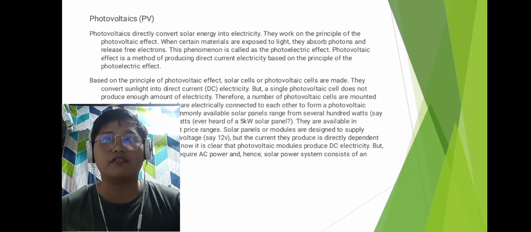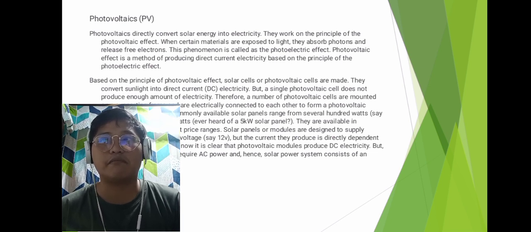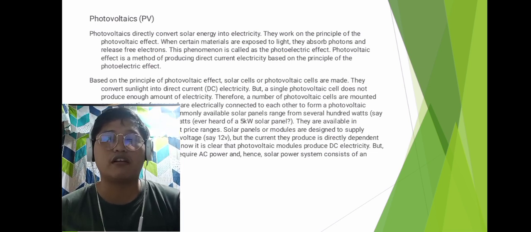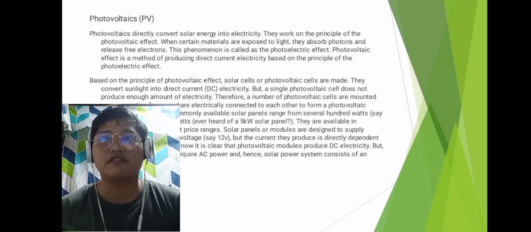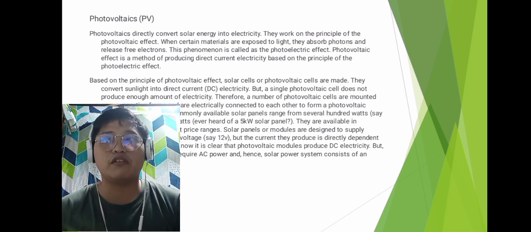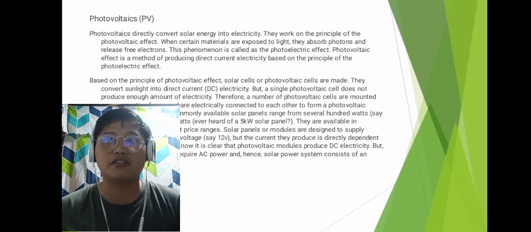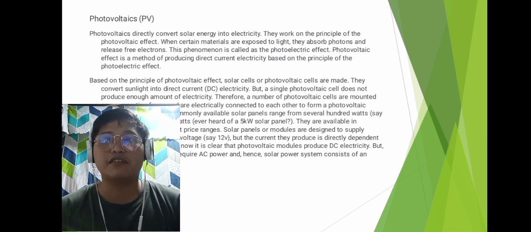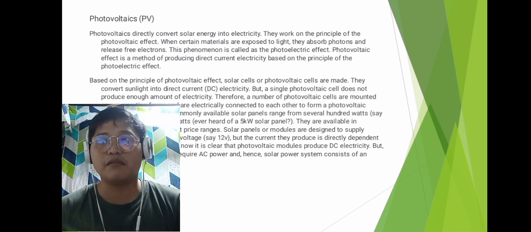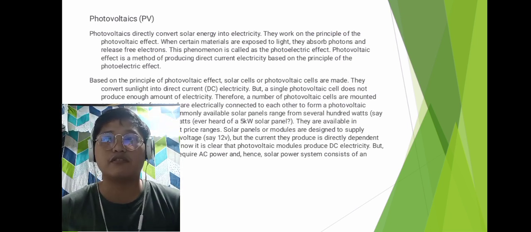They convert sunlight into direct current electricity, but a single photovoltaic cell does not produce enough electricity. Therefore, a number of photovoltaic cells are mounted on a supporting frame and electrically connected to each other to form a photovoltaic module or solar panel. Commonly available solar panels range from several hundred watts, say 100 watts, up to a few kilowatts. Ever heard of a 5 kilowatt solar panel? They are available in different sizes and price ranges.